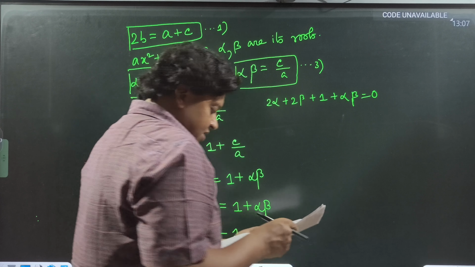Take alpha common from these. If you do that, you have alpha into beta plus 2. And take 2 common from these. If you do that, now you can easily take beta plus 2 common. That's why I said it's a factorization of class 9 and 10 level.